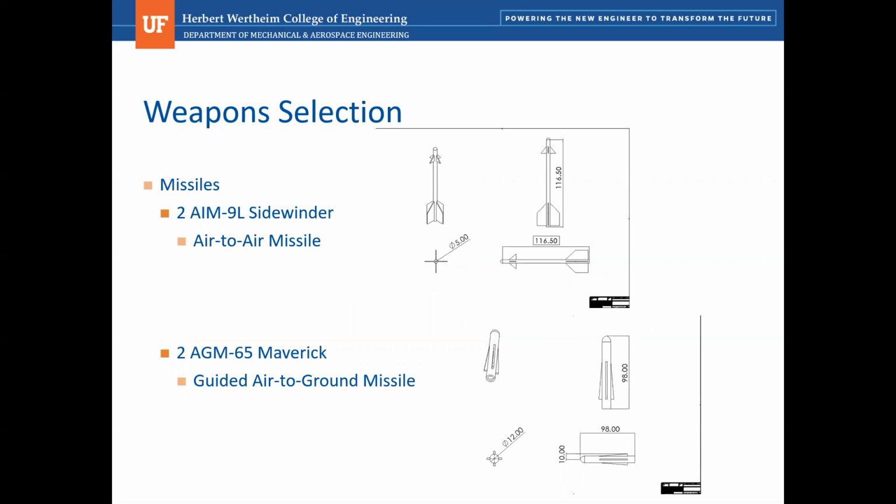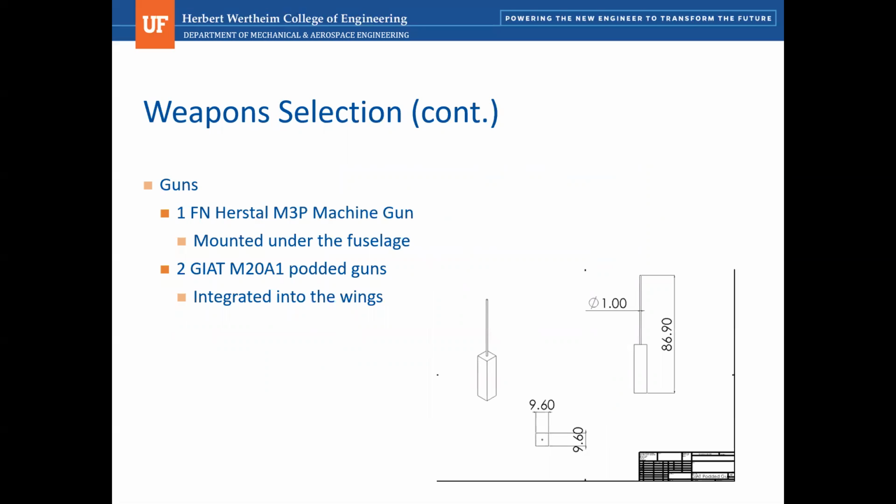Slide. So these are the missiles that we chose to select. The first missile we selected were 2 AIM-9L Sidewinder air-to-air missiles, which can be seen here to the right on the top. And we also chose 2 AGM-65 Maverick guided air-to-ground missiles, which can also be seen here to the right. For the guns, we chose 1 FN Herstal M3P machine gun, which is mounted underneath the fuselage. And we also chose 2 GAU-M20A1 guns, which would be integrated into the wings.